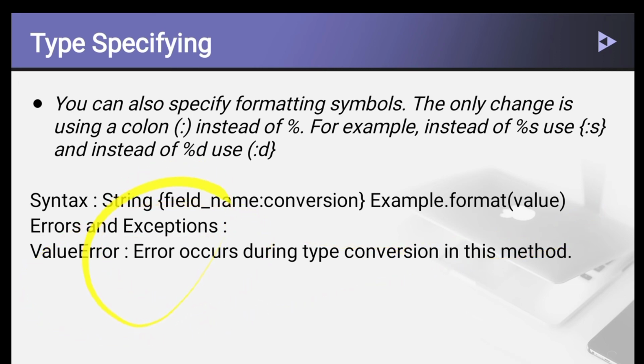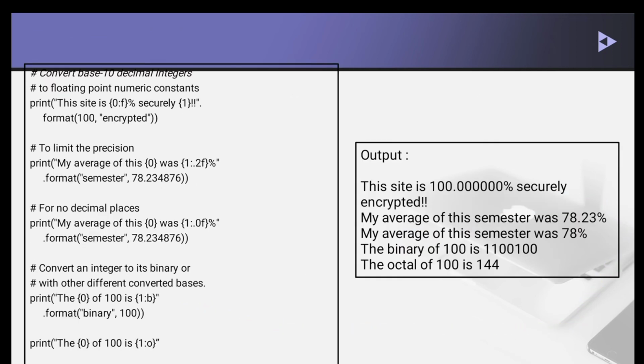Errors and exceptions. Let us see errors. An error occurs during type conversion in the method. I will discuss a few examples on this slide. See here, I mentioned 100 with f, which directly takes 6 decimal places as a value, so it's printed in the floating format. I passed an integer here, but it prints a floating value, 100.000000.